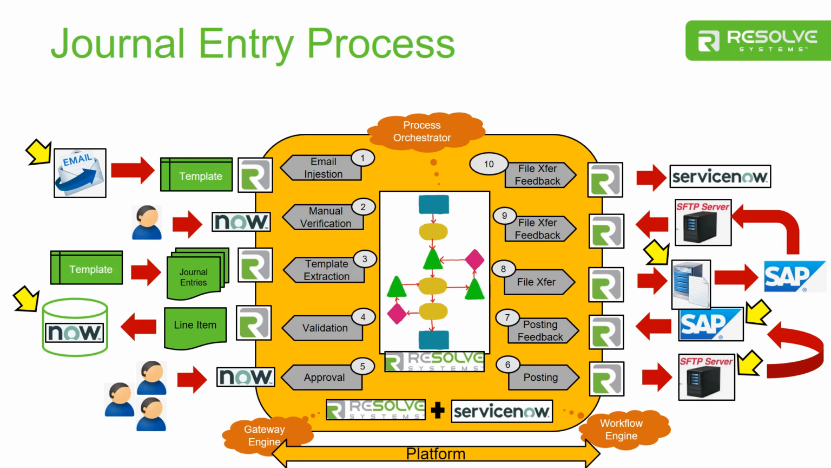This is for journal entry, but you could design any other process for any other use case. What you notice here is that there is a lot of integration with third-party tools. So let me just go through the process. First and foremost, you could have someone send out an email with an attachment of a template. Template is basically a collection of journal entries. I can show one to you at a later point, but these would be sent to you.